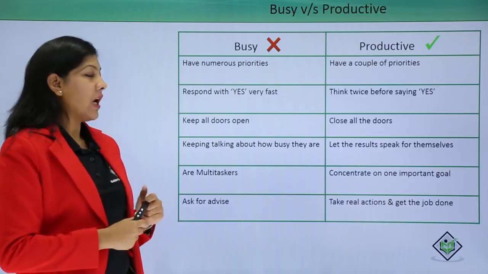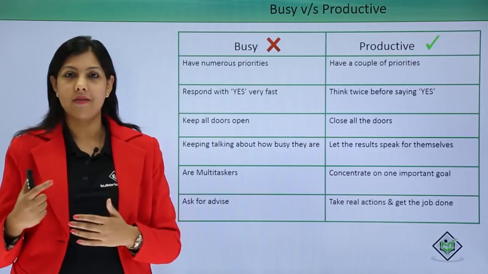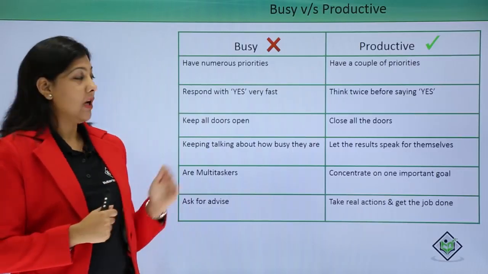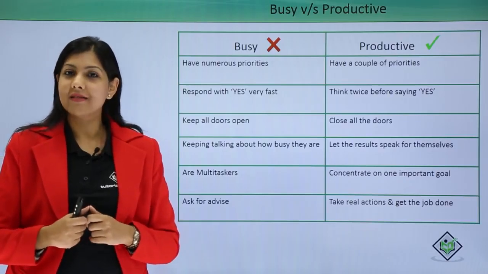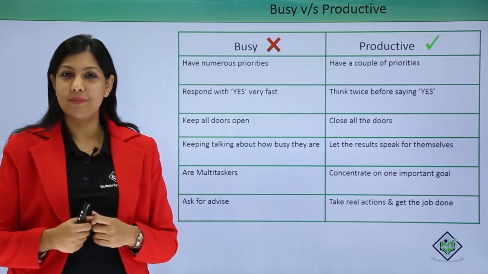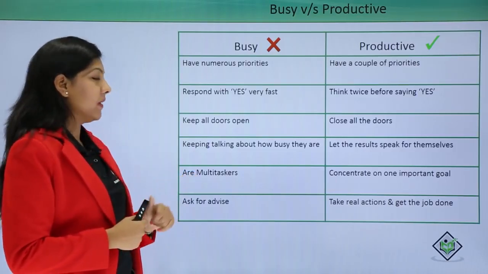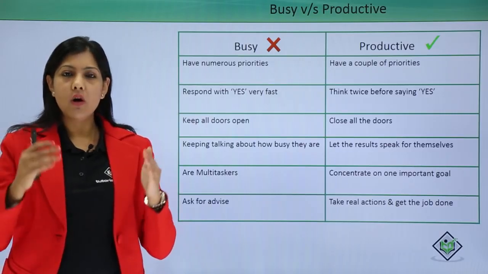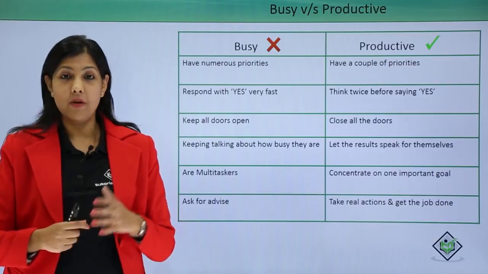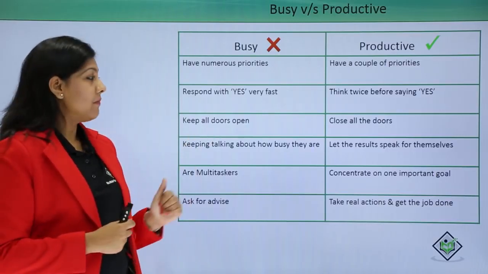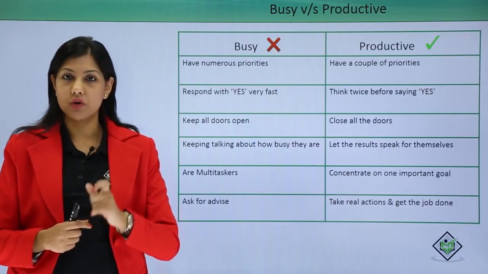Busy people always keep on harping, I'm very busy doing this and that. Well, on the other hand, productive people don't go on harping about how busy they are. They let the results speak for themselves. And isn't that always a better option? Busy people are multitaskers. They will do a lot of things at one point of time. Whereas productive people will only concentrate on one important task or one important goal.